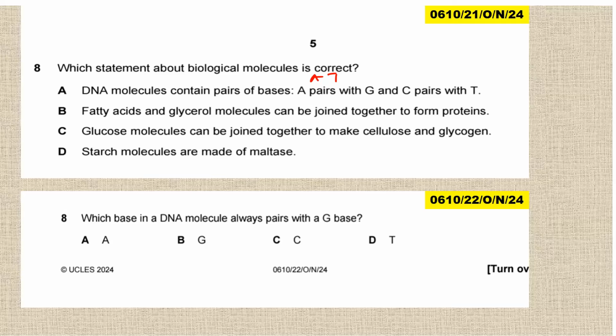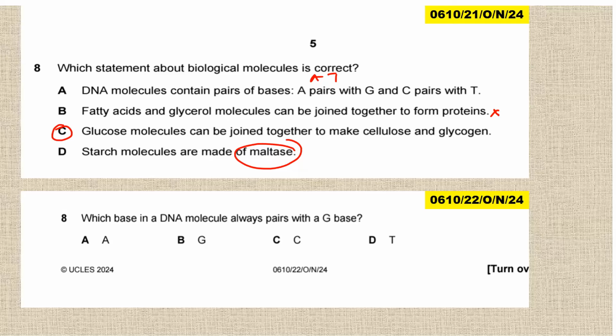The second one, fatty acids and glycerol molecules can be joined to form a protein. No, they form fats. Glucose molecules can be joined together to make cellulose and glycogen. Yes. Starch molecules are made of maltose? Maltase, no, not maltase. If it was maltose, yes, maltase is an enzyme. So the answer here is, you see, glucose molecules. Remember among the polysaccharides that I talked of, cellulose was one of them. So cellulose, glycogen, starch are polysaccharides made up of glucose. So the answer is C.